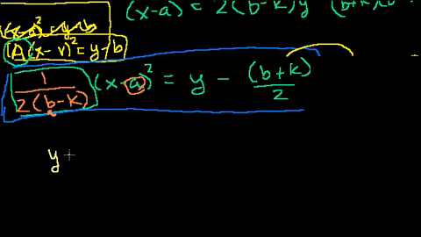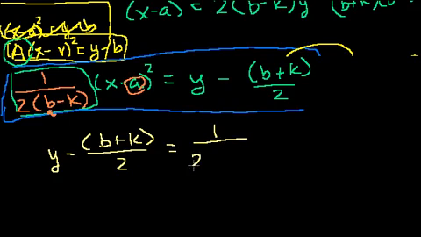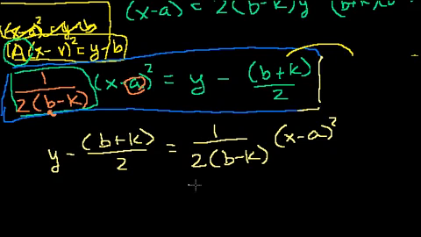So you get y minus (b plus k) over 2 is equal to 1 over 2 times (b minus k) times (x minus a) squared. This is the locus of all points that are equidistant to the directrix y is equal to k and the focus a comma b.